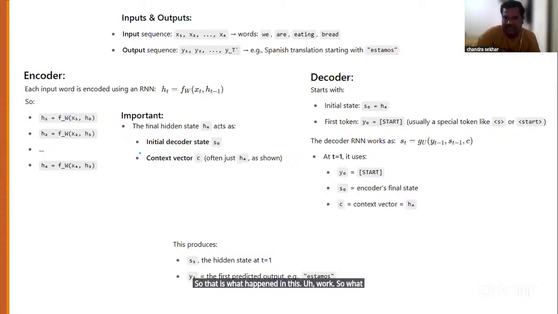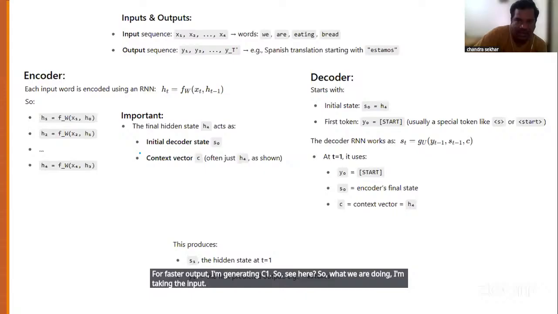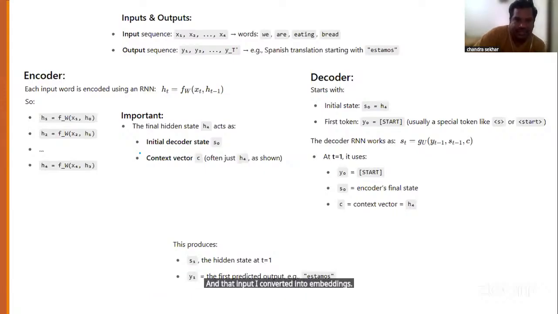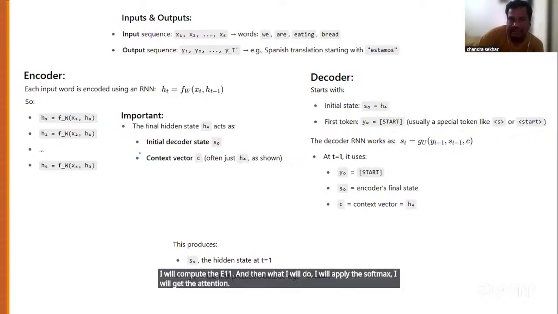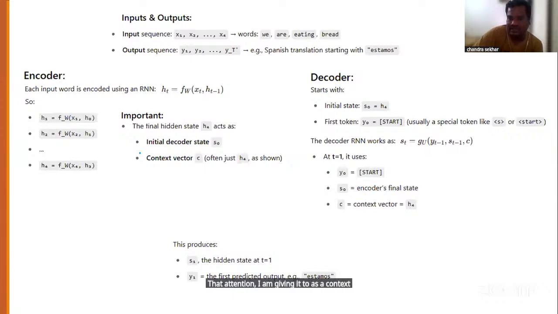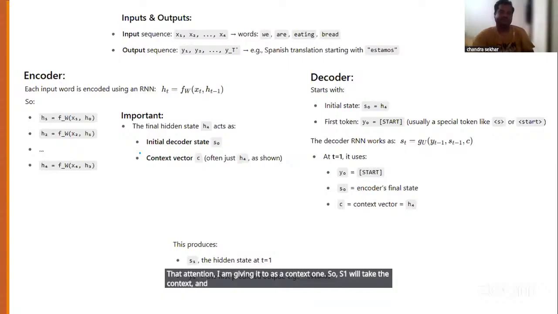Initially, for the first output, I'm generating C1. I take the input and convert it into embeddings, give it to H1, and then I compute E1. How am I computing E1? See here, S(t-1) and H1. I take my H1 score and this S(t-1) initialized score, both, and compute E11. Then I apply the softmax and get the attention. That attention I give as context 1. So S1 will take the context and Y0. Clear?